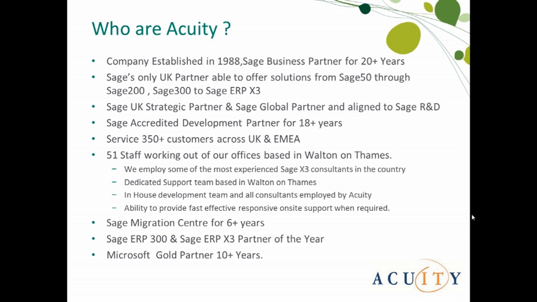Okay, so first and foremost, let's talk about who we are. Acuity Solutions are a software consultancy established in 1988, and we've been a Sage business partner for more than 20 years now. One point that I want to make in particular in the light of some of the solutions we're going to be telling you about today is that we are actually Sage's only UK partner who is able to offer all of the solutions that you'll see today, right through from Sage 50 through all of the three other options, 200, 300 and Sage ERP X3 that I'll be telling you a little bit about as we go through this webinar.